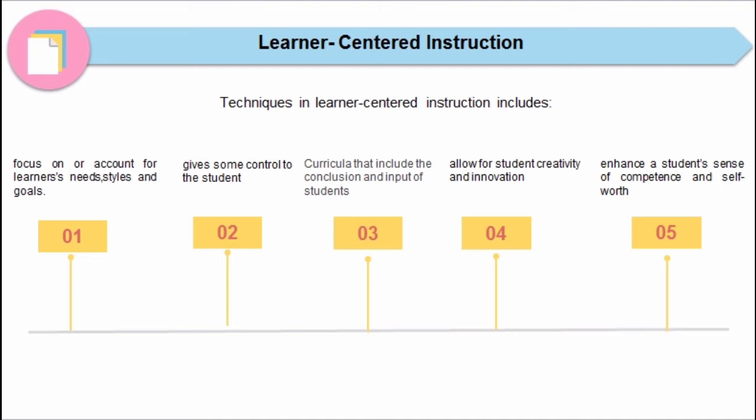The first one is techniques that focus on or account for learners' needs, style, and goals. The second one, techniques that give some control to the student. It could be group work or strategy training. The third one is curricula that include the consultation and input of students and that do not propose objectives in advance. The fourth one, techniques that allow for student creativity and innovation. And the last one is techniques that enhance a student's sense of competence and self-worth.